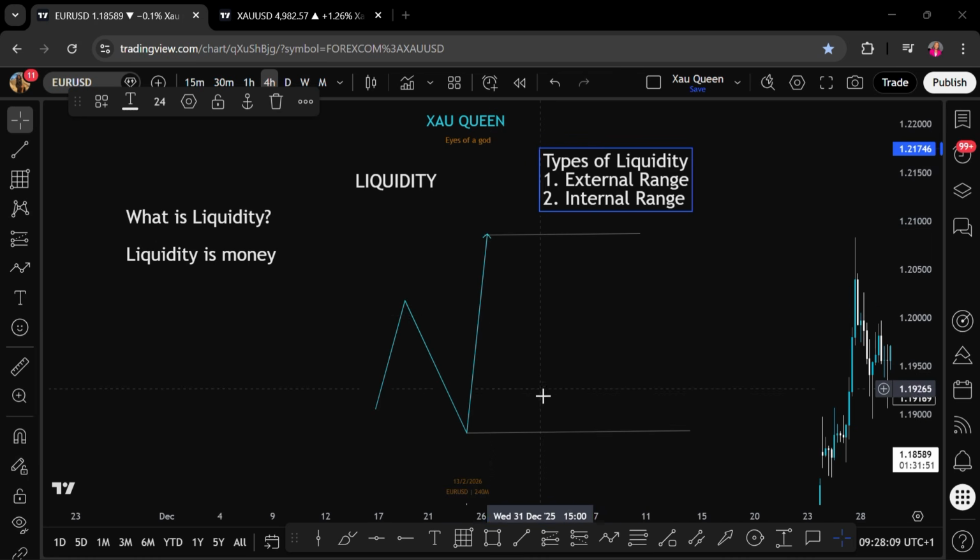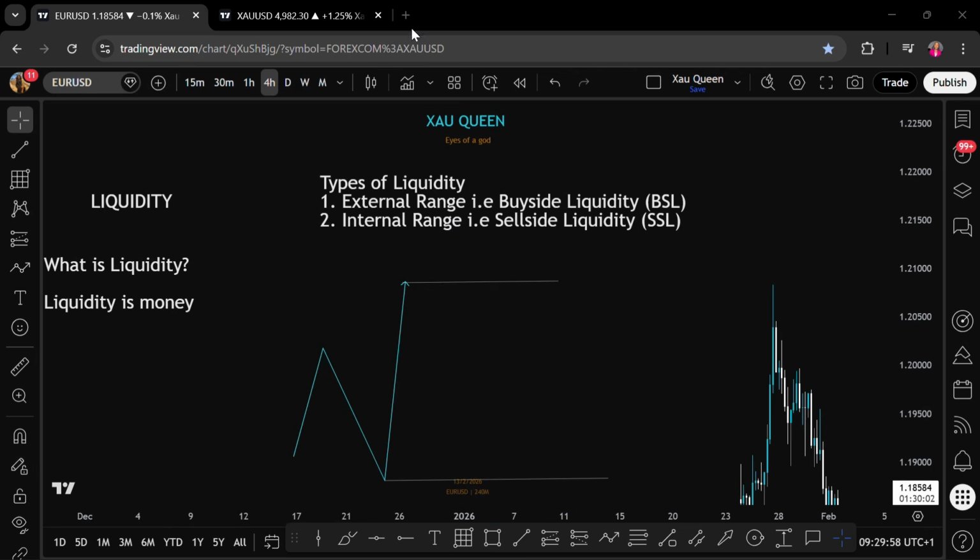Our swing highs and swing lows, just as it was, are our external structure. Here too is our external liquidity. And any other liquidity inside our swing lows and swing highs is what we call internal range liquidity.